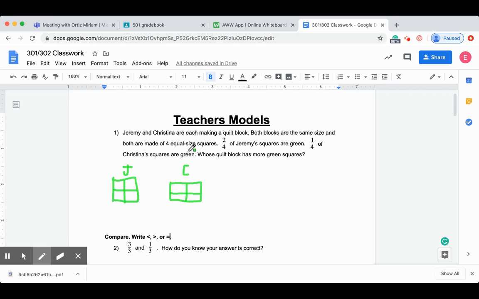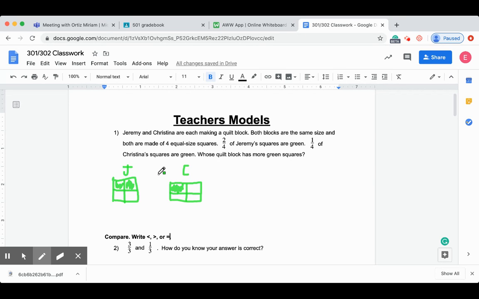Now it told us there are 4 equal size squares, so I know it's broken into fourths. And if we look at our fractions, the denominator is 4, so I also know it is broken into fourths. And the problem says 2/4 of Jeremy's squares are green, so I'm going to shade in 2 of Jeremy's in green. It also says 1/4 of Christina's squares are green, so I'm going to shade in 1/4 of Christina's squares.